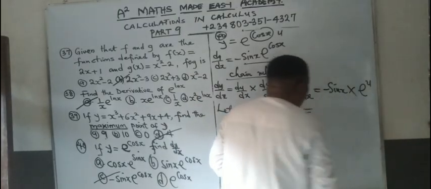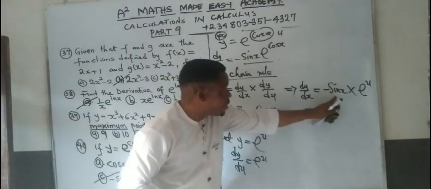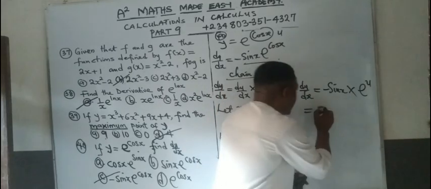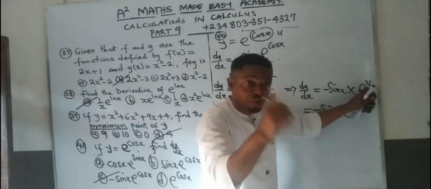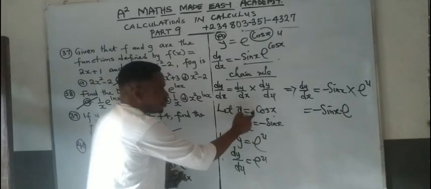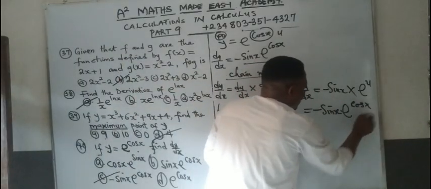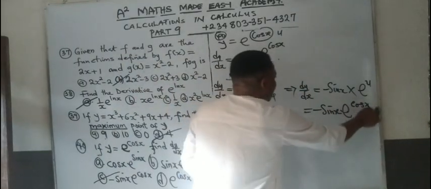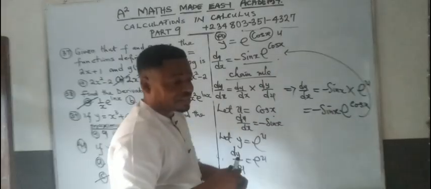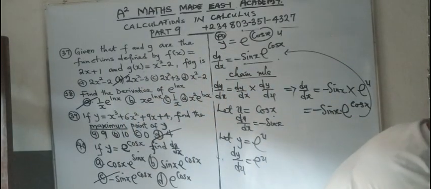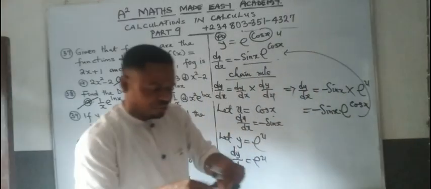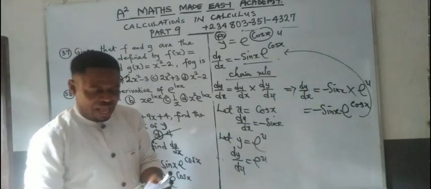What is dy/du? Exponential what? u. Please don't rejoice yet. It is not yet over. Minus sin x times exponential will give us minus sin x exponential. Then substitute for u. Wow. What is u? u is what? Cos x. I want you to observe this. Does it relate? Oh my goodness. You can see that it is actually the same thing. Are you with me now?